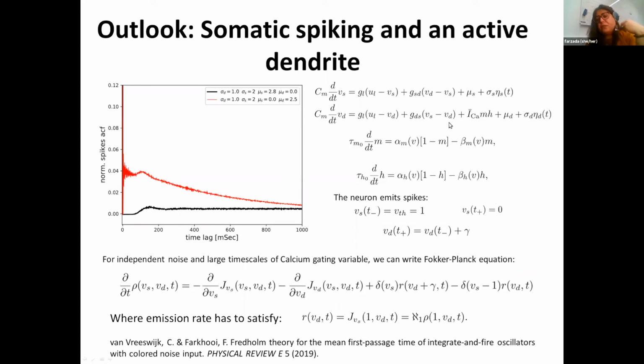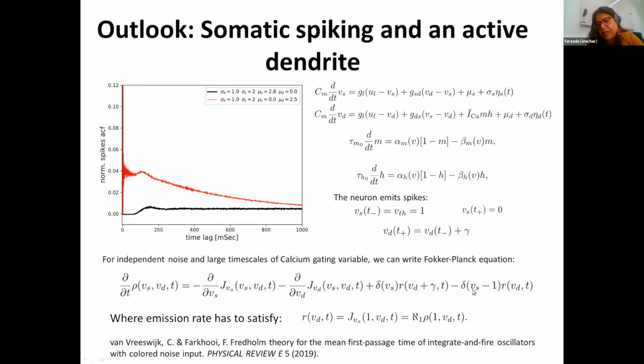So if we have the separation of time scales here and assume that tau M and tau H are very large and the noise is independent for the two-compartment model, so eta S and eta D are independent, we can write the Fokker-Planck equations for this two-dimensional model, Vs and Vd. And those are the evolution equations for Vs and Vd. So you have the probability flux in the direction of Vs, the somatic voltage, and the probability flux in the direction of Vd. And then you have some extra nonlinearity here that is about the resetting mechanism that we have.